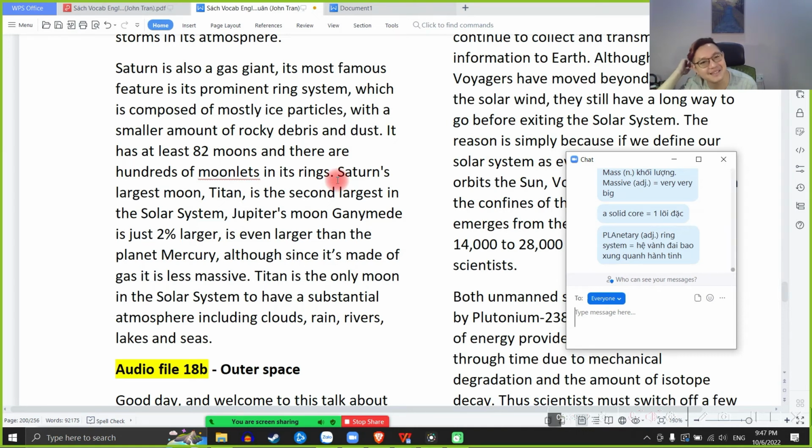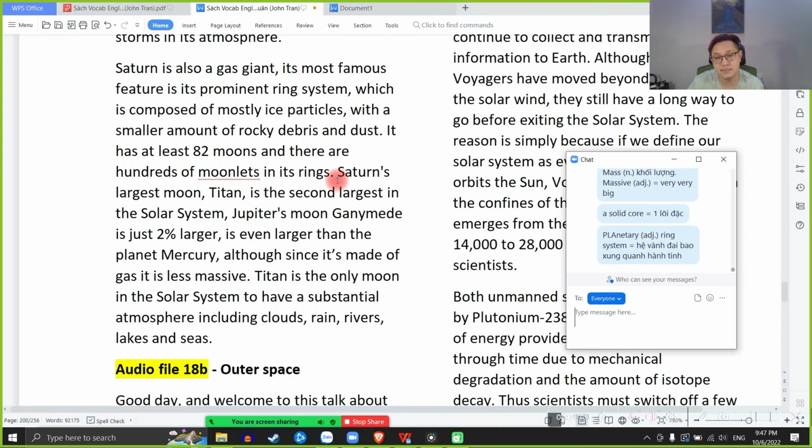Jupiter's moon, Ganymede, is just 2% larger. 2% larger is even larger than the planet Mercury.